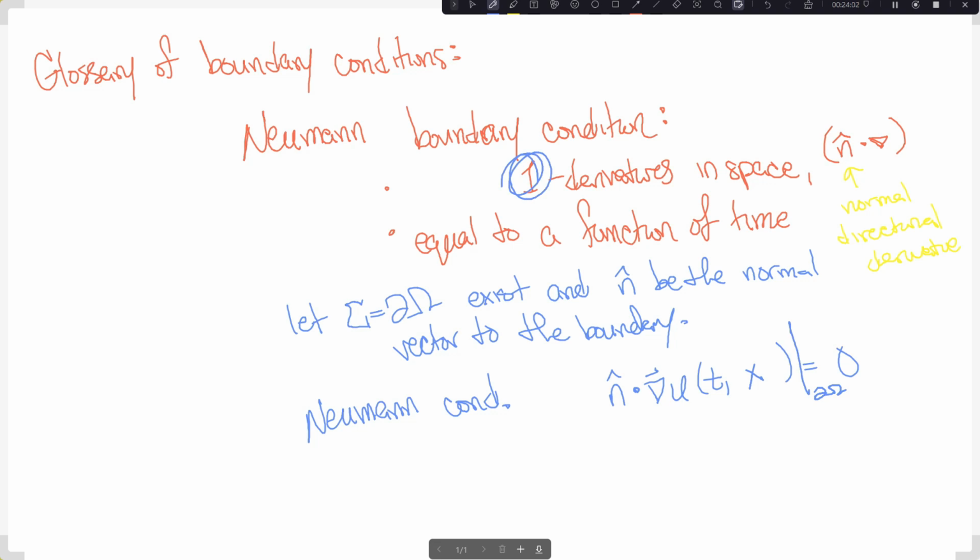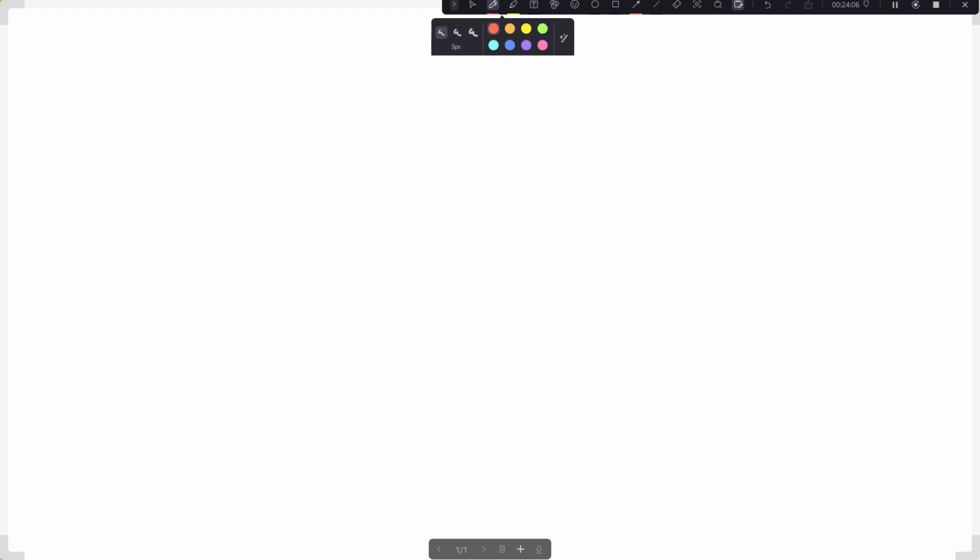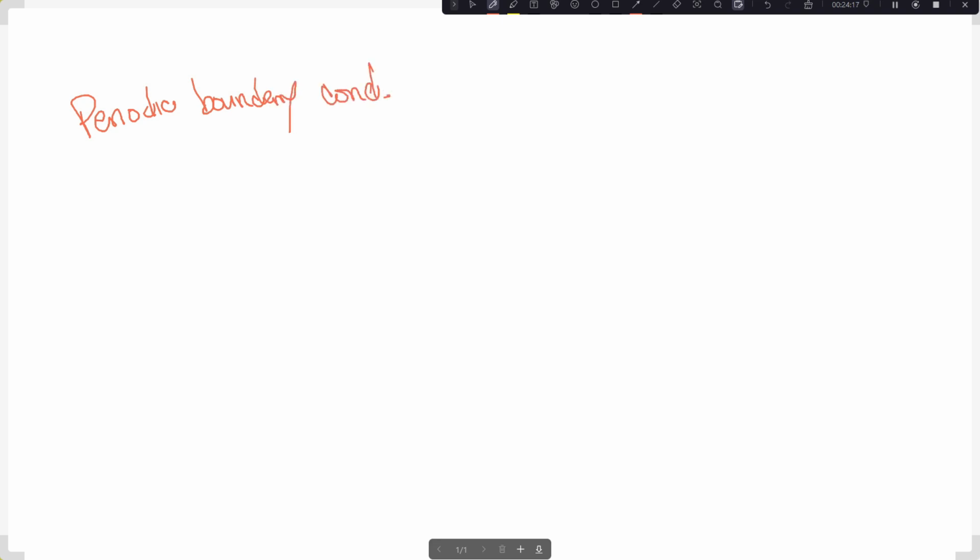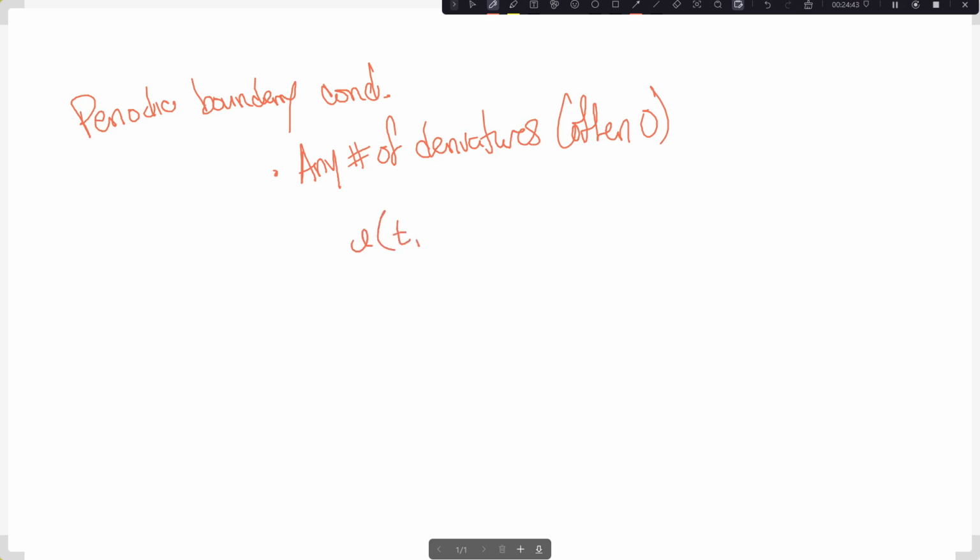And then finally, the last boundary condition that's actually a bit easier to talk about is the periodic boundary condition. And this would be where any number of derivatives, but often 0, and we have the relationship that u of t at one end of the boundary at minus pi is equal to u of t at the other end of the boundary, maybe it's pi. So the fact that they're equal to each other, I'll say values are equal at the boundary.